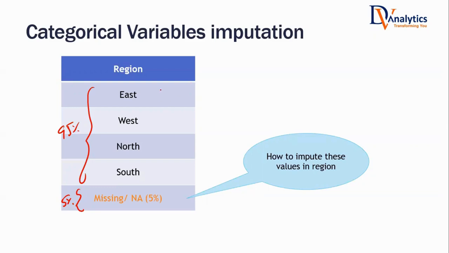Now how will we find the average? What is the average of east, west, north, south? There is nothing like that, isn't it? East, west, north, south, you cannot find the average value. Frequency, you can go for the frequency.